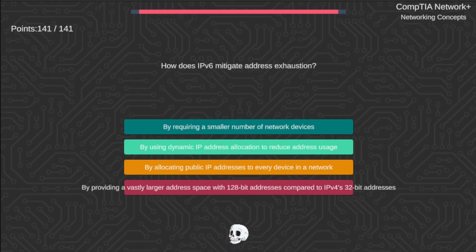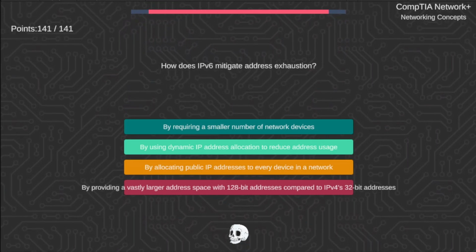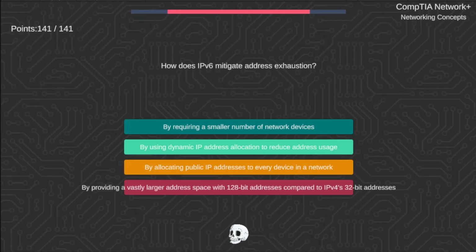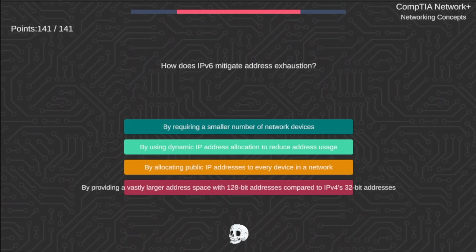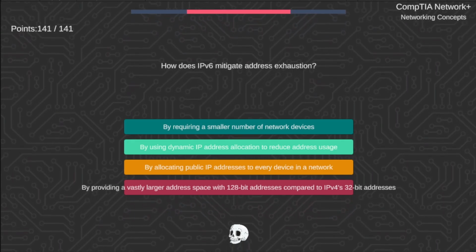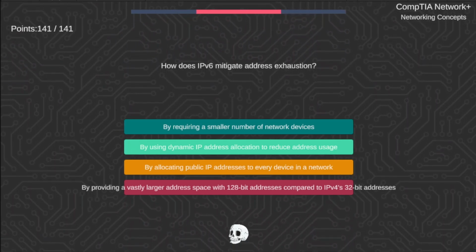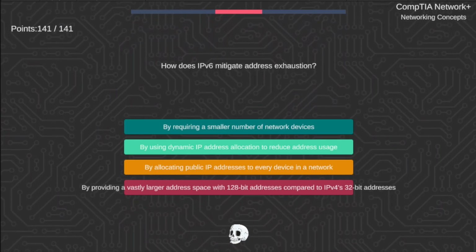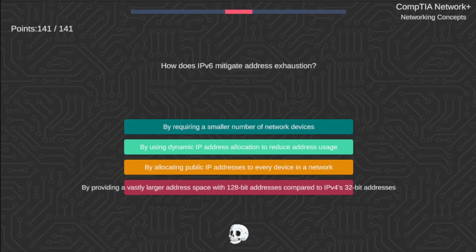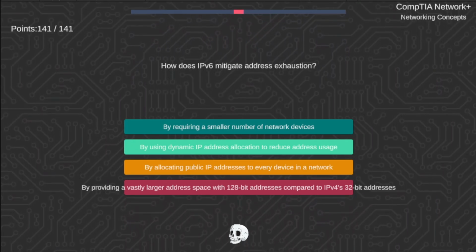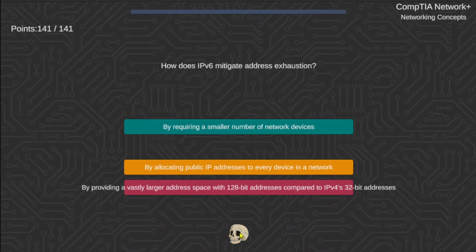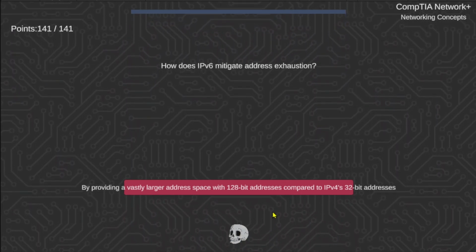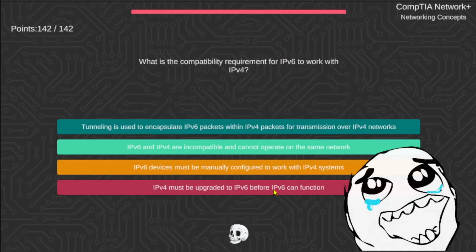How does IPv6 mitigate address exhaustion? By requiring a smaller number of network devices, by using dynamic IP address allocation to reduce address uses, by allocating public IP addresses to every device in a network, or by providing a vastly larger address space with 128-bit addresses compared to IPv4's 32-bit addresses. Correct answer is by providing a vastly larger address space with 128-bit addresses compared to IPv4's 32-bit addresses.